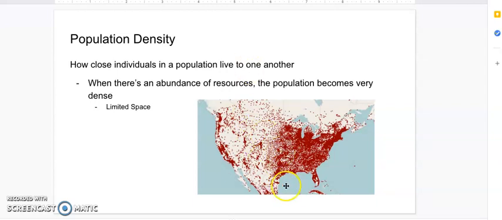Here's the population density of the U.S., right? And obviously this has a lot to do with those big cities, because we tend to see denser populations in big cities. But that relates here because those cities usually have an abundance of resources, right? They have lots of jobs, they have lots of stores, they have lots of life there. So other people tend to flock towards those areas. That is our map of our population density.